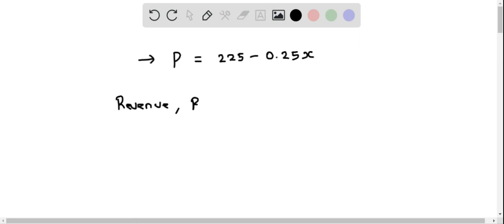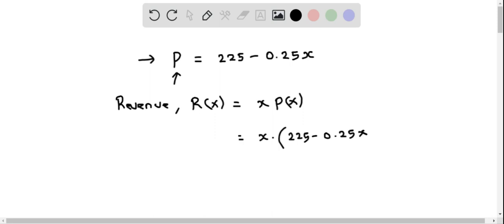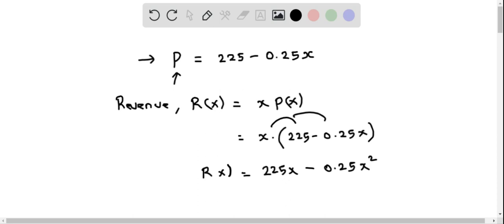This is given by R of x, and it's given by the formula x times P of x. This one is basically the function P of x. So let's substitute the P of x here. So it becomes x times (225 minus 0.25x). And so distributing the x, we get 225x minus 0.25x times x is x squared. So this is the revenue function R of x.